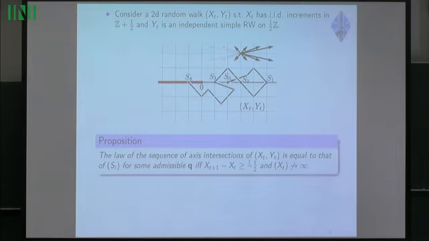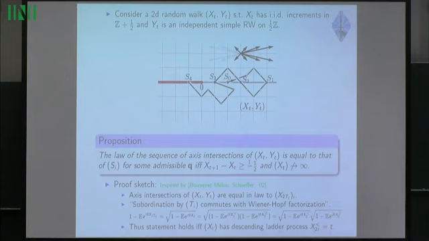And here is a result. The law of the sequence of axis intersections of this two-dimensional process is equal in law to the random walk associated to the perimeter process of a Boltzmann planar map, precisely when this horizontal random walk does not take steps to the left which are larger than 1/2, but it can take arbitrarily large steps to the right. And also one has to require that this random walk does not drift to the right, because otherwise I would not get an admissible weight sequence Q. And I'll describe to you in two ways how to understand this result.